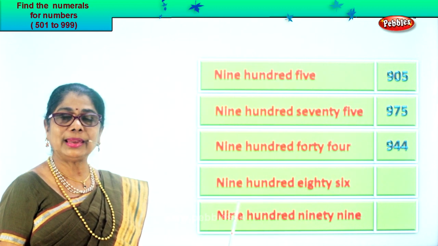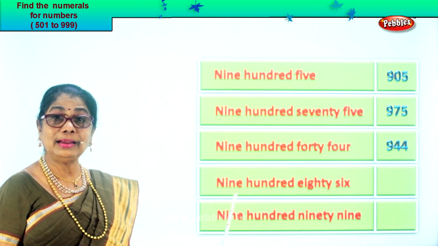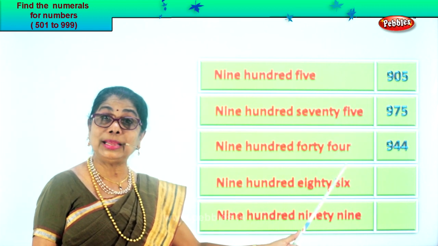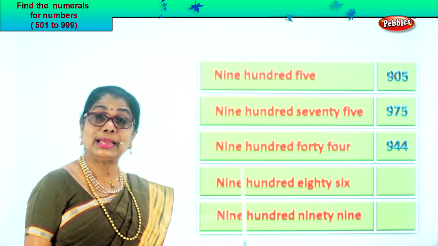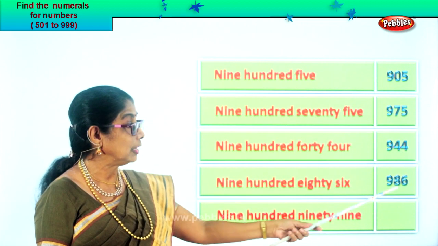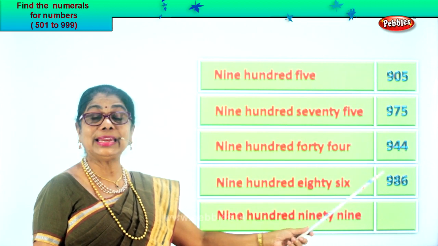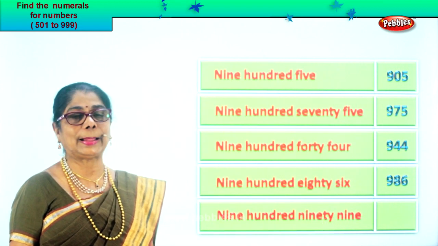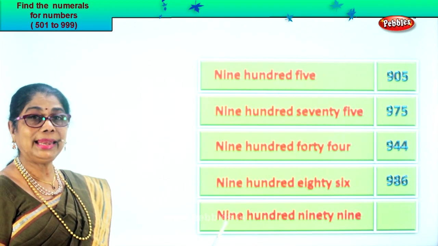986. 900: 9 in the hundred place. 86: 8 in the tens place and 6 in the ones place. So we write it here and we read it as 986. Next.